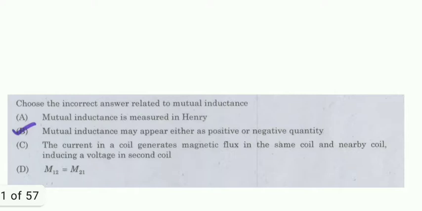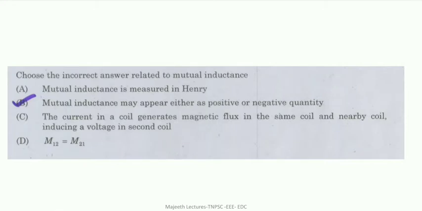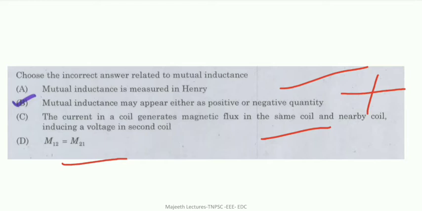Next one, choose the incorrect answer related to mutual inductance. So we have to choose the incorrect one. Mutual inductance is measured in Henry. That is the correct one. And mutual inductance may appear either as positive or negative. No, mutual inductance is always positive. And the current in a coil generates magnetic flux in the same coil and nearby coil. It is the definition for mutual inductance. So it is also right. In mutual inductance, M12 is equal to M21. So option B is the incorrect one. So option B is the correct answer.